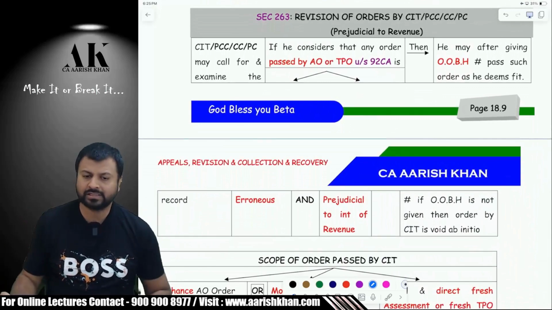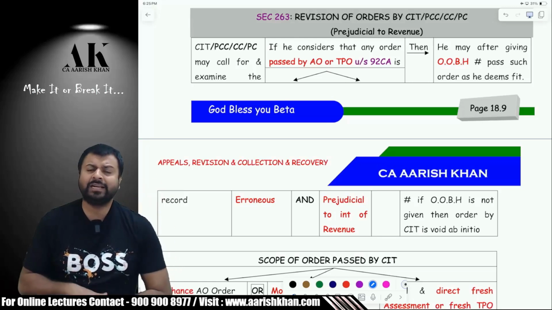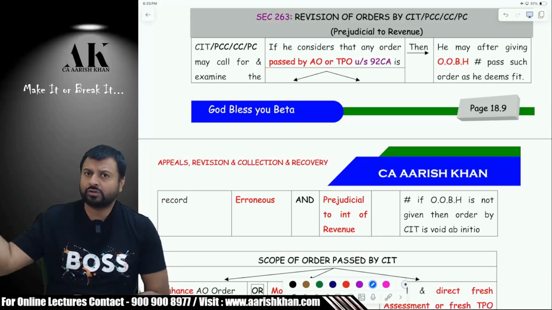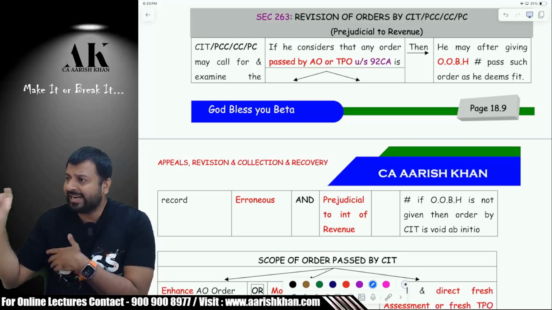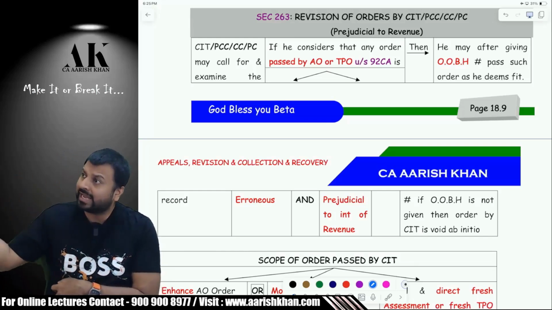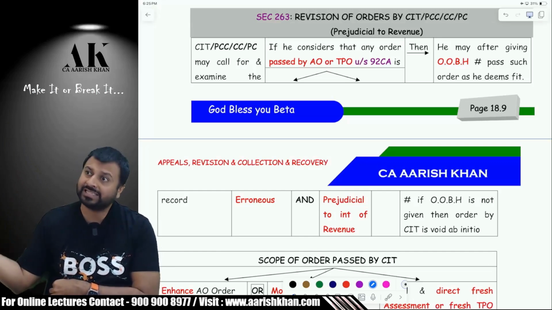One last thing in this revision video for this chapter for today as of now is revision by CIT. CIT can revise AO's order under 2 sections. One is under 263, one is under 264. Under 263, CIT will revise the order if the order is against the department. And under 264, CIT will revise the order if the order is against the assessee.